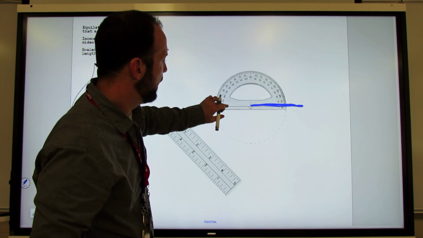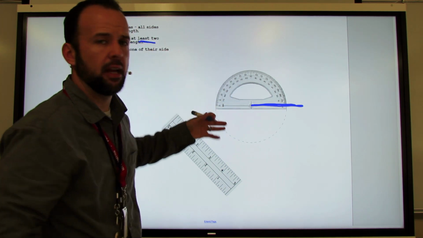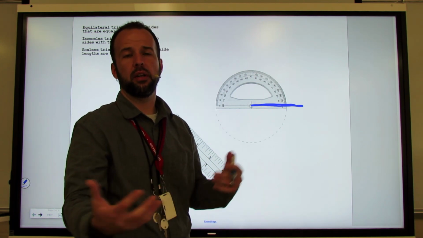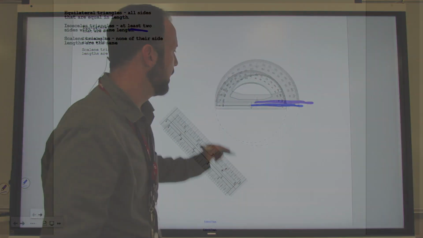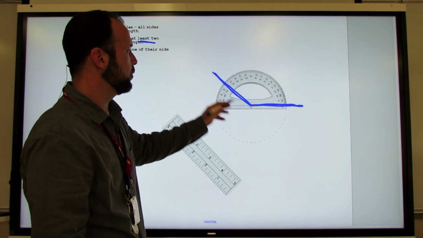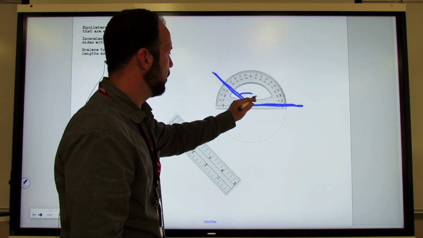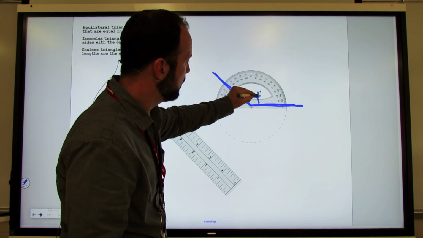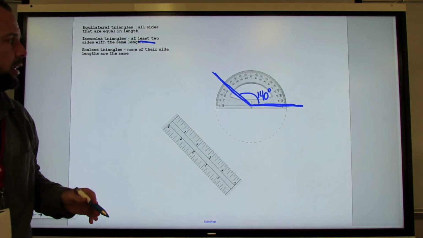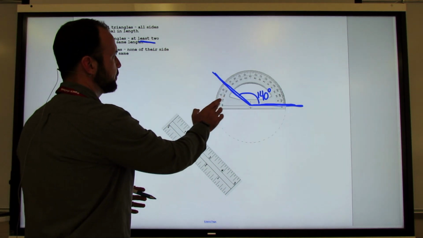So why don't you guys go ahead and pick an angle greater than 90 degrees. You could draw your triangle on your side of things. I'm going to sketch one out here, and then we'll compare and see what we get. All right, so I went ahead and drew mine at 140 degrees. So I know that my angle is obtuse because it is 140 degrees, right? 140 degrees. So I'm able to do that.